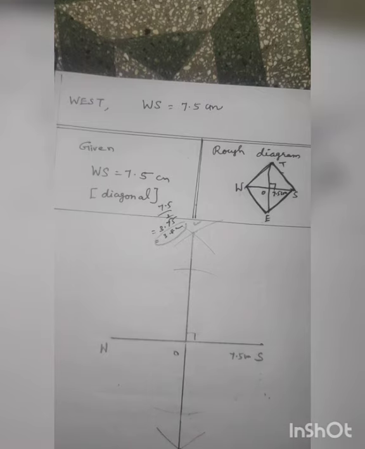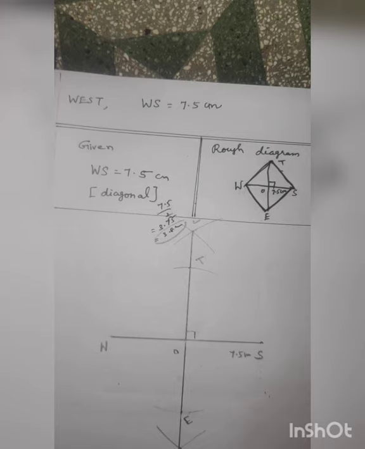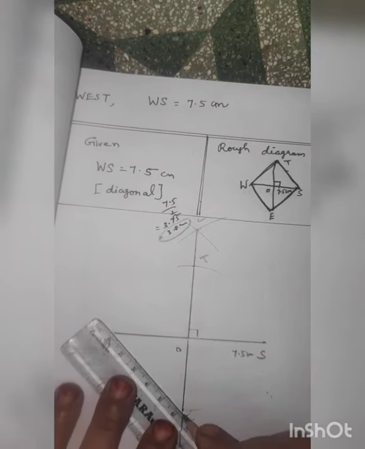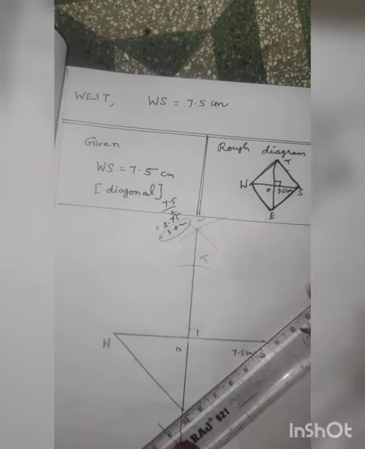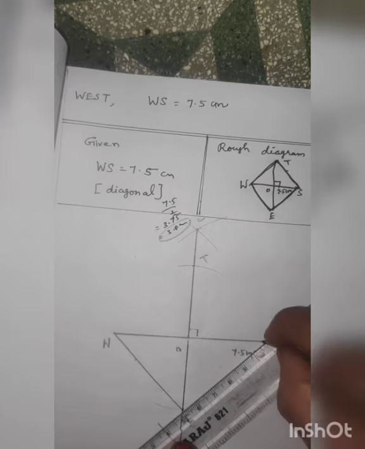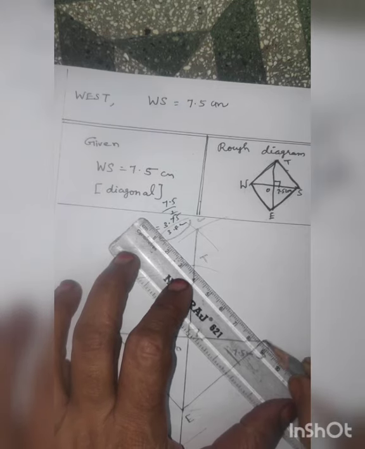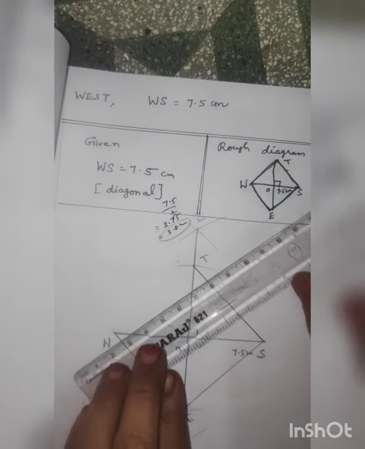What is the point that comes there? You write W, E, S. The T point is already there. So you should not make a mistake when joining the lines. Only join W, E. See there, you join W, E. Next E, S you join. Next ST. Next WT.